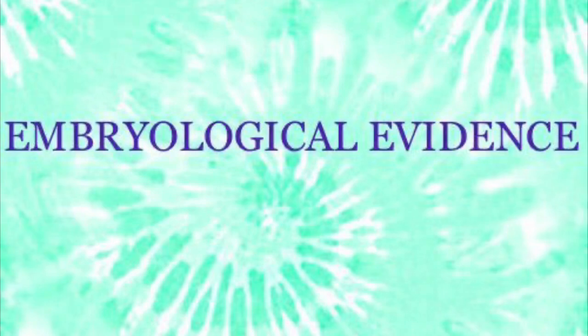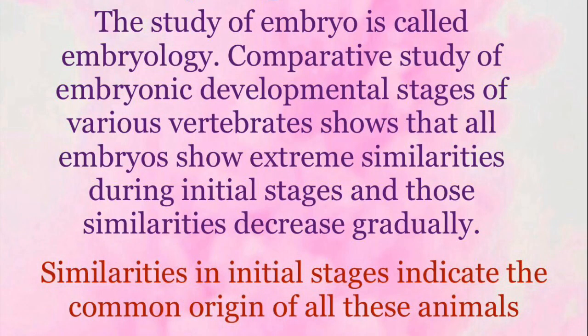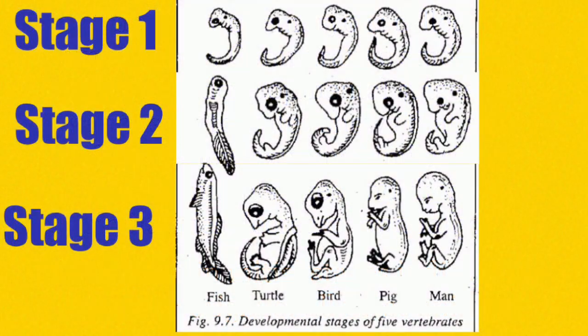Embryological evidence. The study of embryo is called embryology. Comparative study of embryonic developmental stages of various vertebrates given in the picture shows that all the embryos, that is, fish, turtle, bird, pig and man, show extreme similarities during their initial stages of development, that is, in the stage 1, and those similarities gradually decrease or disappear in later development, that is, in the stages 2 and 3. This initial similarity indicates that there may be a common origin of all these animals.